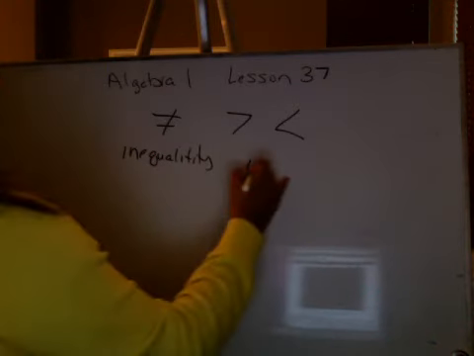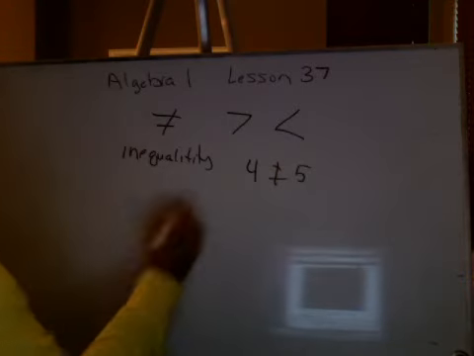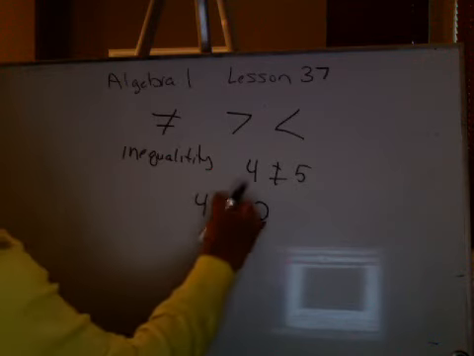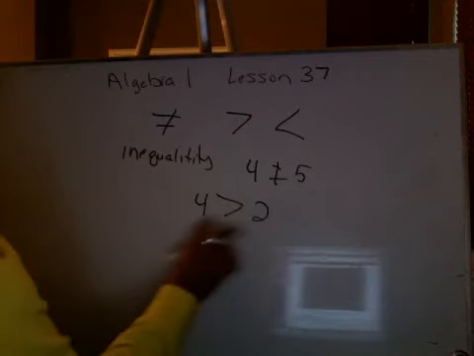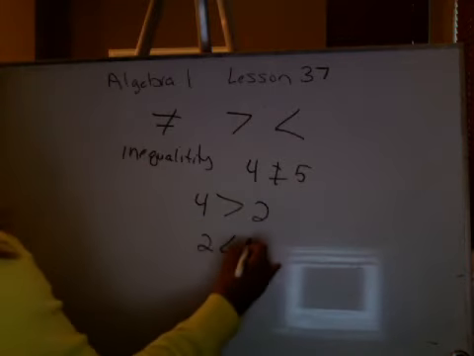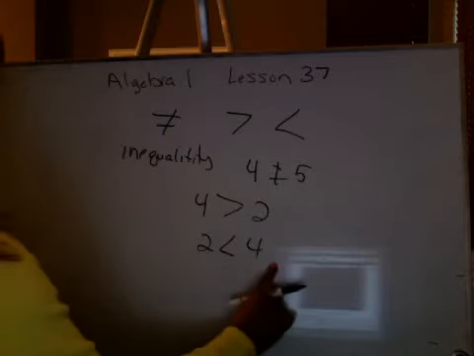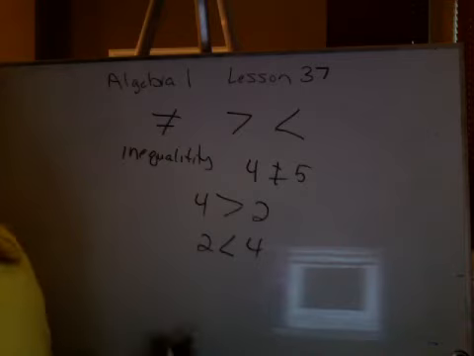So for instance, we say 4 is not equal to 5. We can say 4 is greater than 2. Remember, the big one, the open end goes to the bigger number, the closed end goes to the smaller one, and we read from left to right. Now I can do the same thing and say 2 is less than 4. You always read from left to right. 2 is less than 4. 4 is greater than 2.